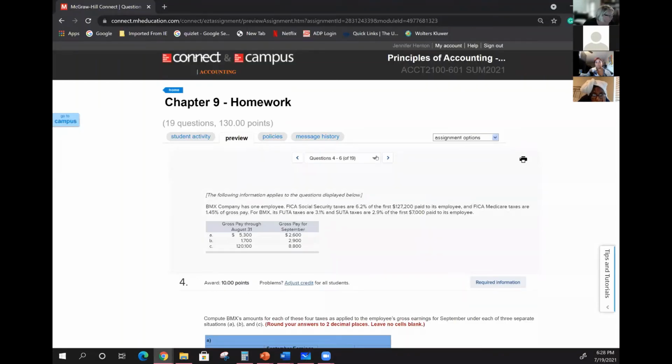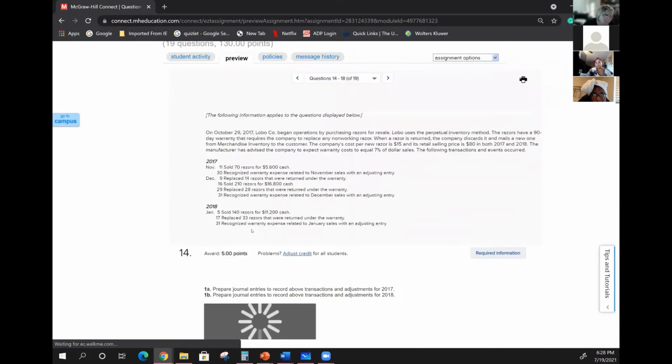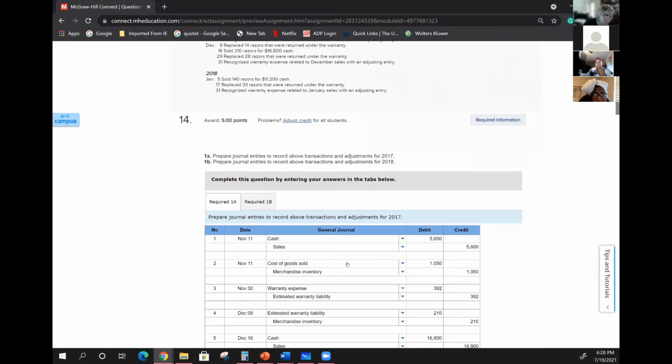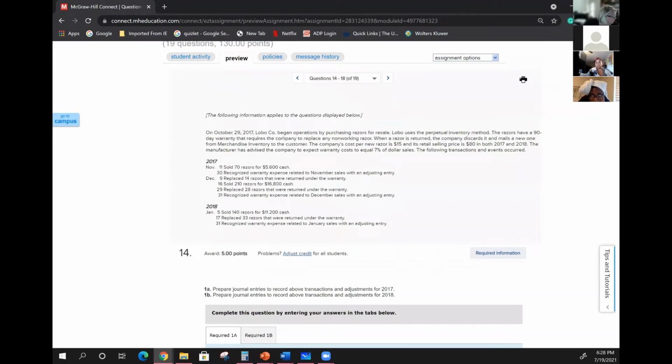Okay, number 14. Again, I think this one's going to be a multiple part. Okay, on October 29th, Lobo Company began operations by purchasing razors for resale. Lobo uses the perpetual inventory method. The razors have a 90-day warranty. So we're going to set up something as an expense to make sure that we know we have some allowance there. So if we have something that comes back under warranty, we're just going to try to clear that account out. All right.